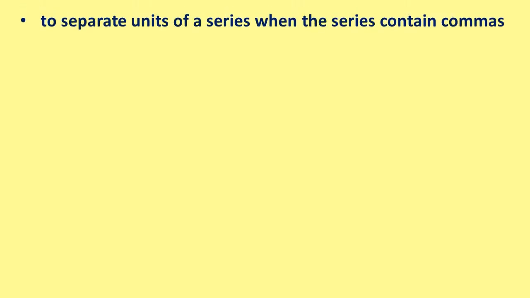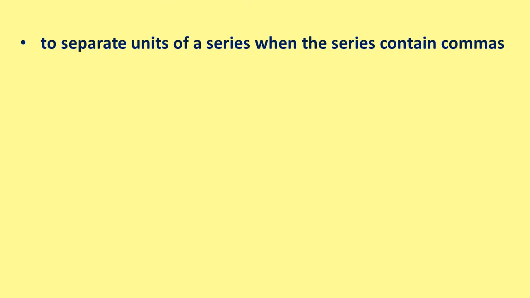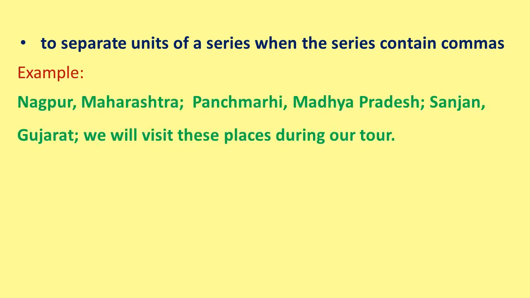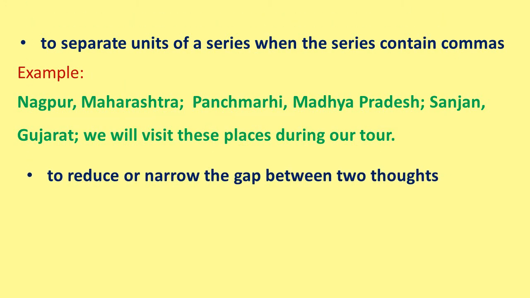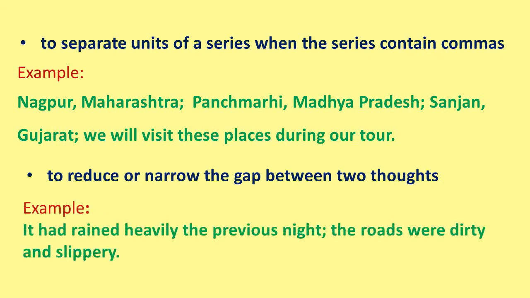Semicolon is also used to separate units of a series when the series contain commas. For example, Nagpur, Maharashtra; Panchmari, Madhya Pradesh; Sanjan, Gujarat. We will visit these places during our tour. Semicolon is also used to narrow the gap between two thoughts or closely linked sentences. For example, "It had rained heavily the previous night; the roads were dirty and slippery."